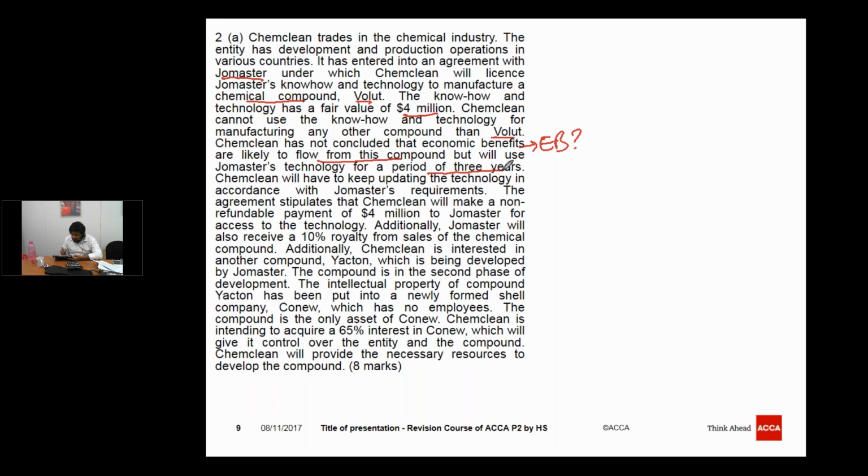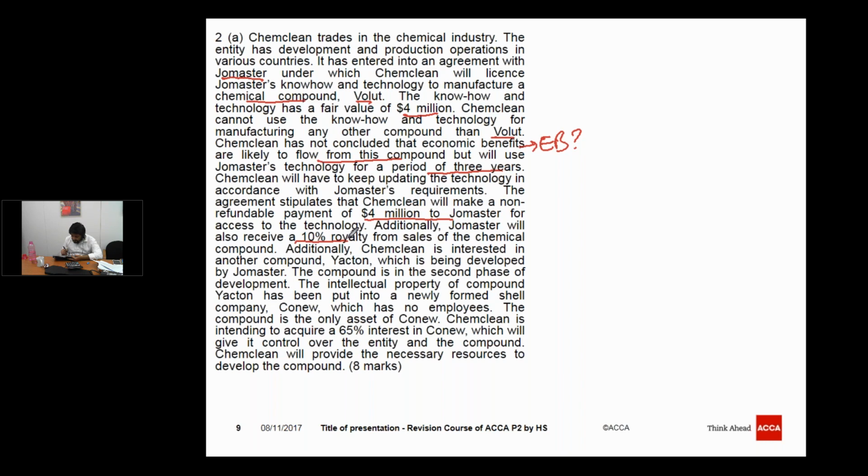ChemClean will have to keep updating the technology in accordance with Joe Master's requirements. The agreement stipulates that ChemClean will make a non-refundable payment of 4 million to Joe Master for access to the technology. Additionally, Joe Master will also receive a 10% royalty from the sale of the chemical compound.